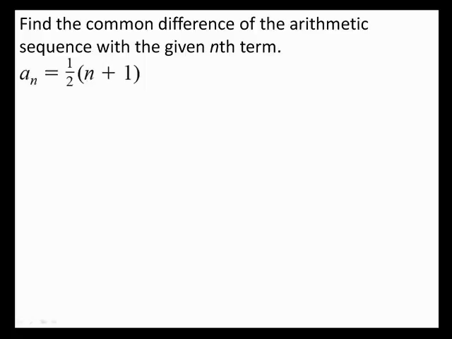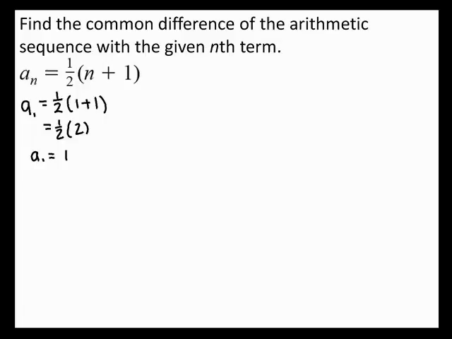Find the common difference of the arithmetic sequence with the given nth term. A sub n is equal to 1/2 times the quantity n plus 1. Substitute 1 in for n. Simplify 1 plus 1. Simplify 1/2 times 2. You find that a sub 1 is equal to 1.